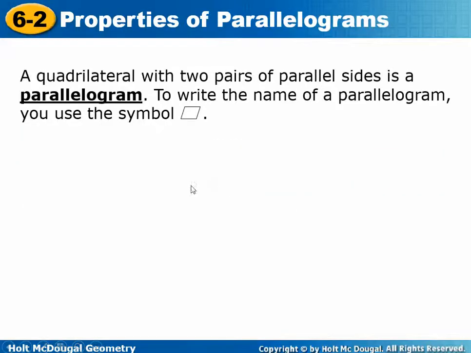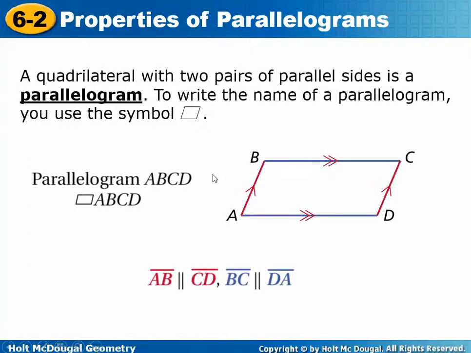So here's our definition of parallelogram. It has two pairs of parallel sides. To write the name of a parallelogram, you use this symbol. However, it's very hard to make that symbol in Word or when typing, so we usually just write out parallelogram. Here's an example of parallelogram ABCD. It has, remember, two pairs of parallel sides. Opposite sides are parallel. So in this one, AB is parallel to CD and BC is parallel to DA.